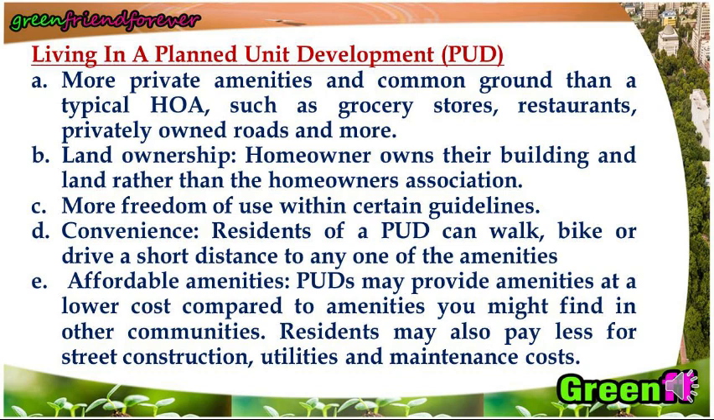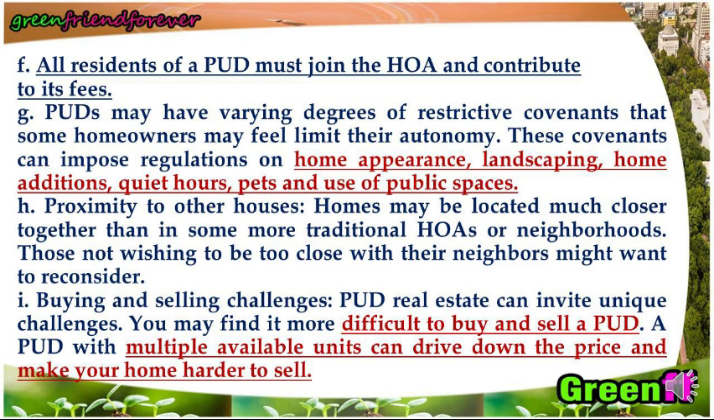E. Affordable amenities. PUDs may provide amenities at a lower cost compared to amenities you might find in other communities. Residents may also pay less for street construction, utilities, and maintenance costs. F. All residents of a PUD must join the HOA and contribute to its fees. G. PUDs may have varying degrees of restrictive covenants that some homeowners may feel limit their autonomy. These covenants can impose regulations on home appearance, landscaping, home additions, quiet hours, pets, and use of public spaces.